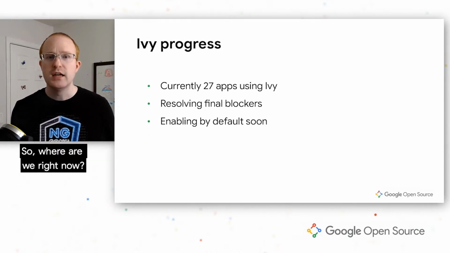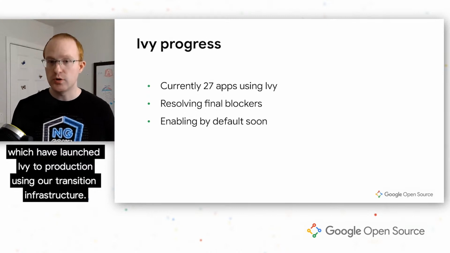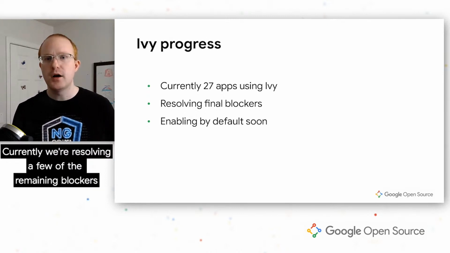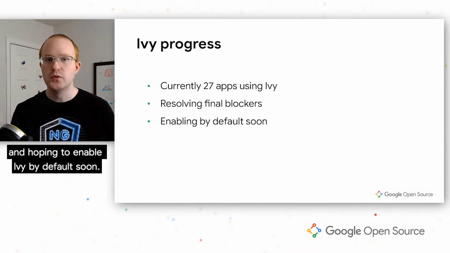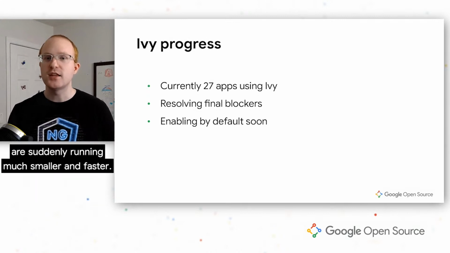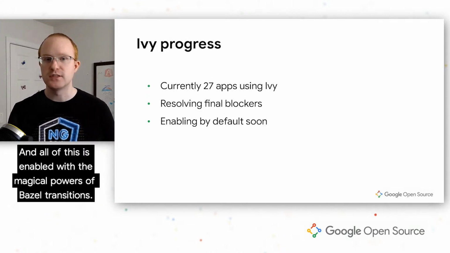So where are we right now? As of the time of recording, we have about 27 applications which have launched Ivy to production using our transition infrastructure. Currently, we're resolving a few of the remaining blockers and hoping to enable Ivy by default soon. One day, you may soon see that all your favorite Google Angular applications are suddenly running much smaller and faster, and all of this is enabled with the magical powers of Bazel transitions.